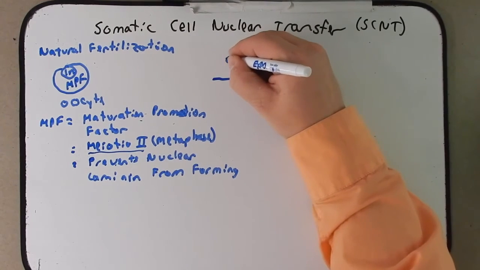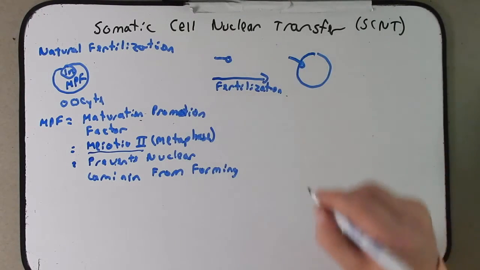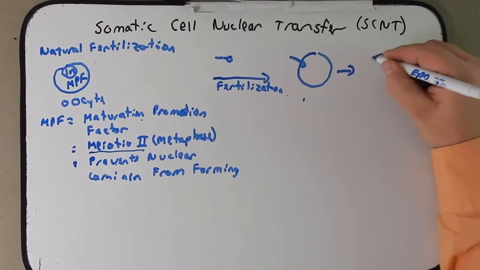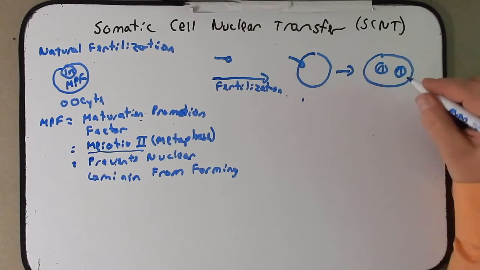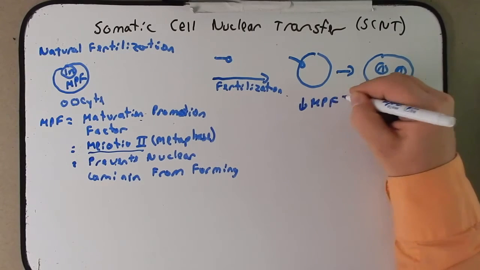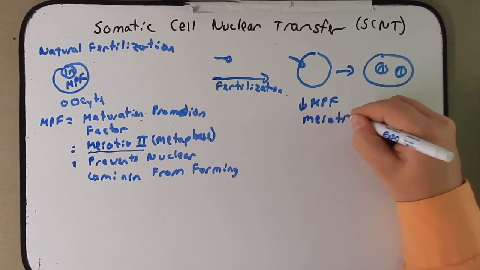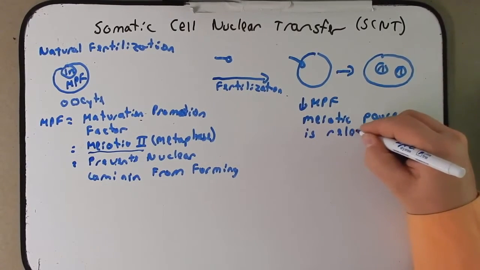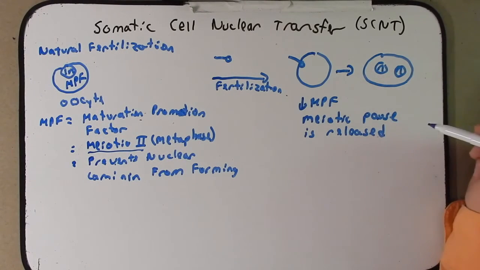So upon fertilization, when the sperm enters the egg, and remember we talked about how once that happens, we will form these two pronuclei, one from mom and one from dad. At this point here, MPF expression is downregulated. We don't see as much MPF. The meiotic pause is released, so it re-enters meiosis. The egg nucleus does. The oocyte genome does.